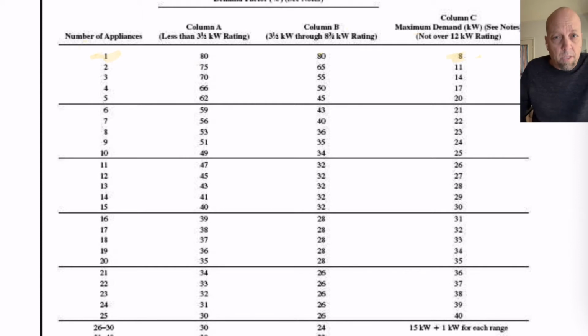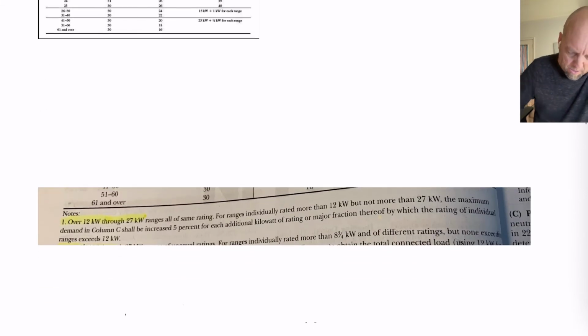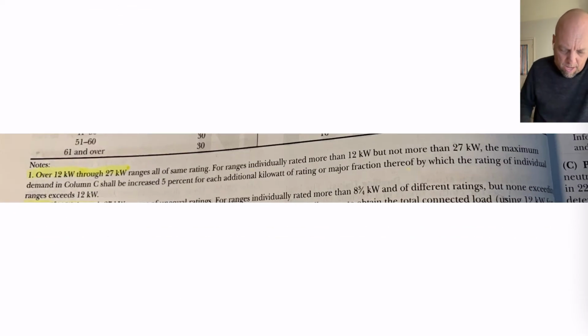Just use that. But today, remember, we will be in row 1, because we'll be figuring out the load for just one range, and it's going to be larger than 12 kW. So remember, a 12 kW range is actually 8 kW. They figured that out for us already. So let's keep that in mind. Also, we need to go to note 1 below the table, and let's take a look at that.